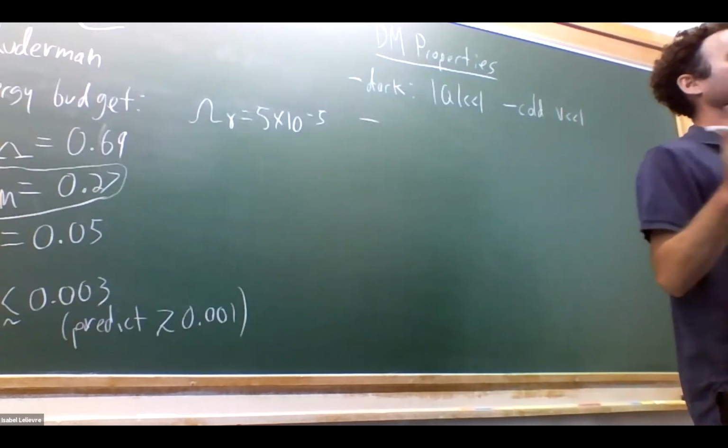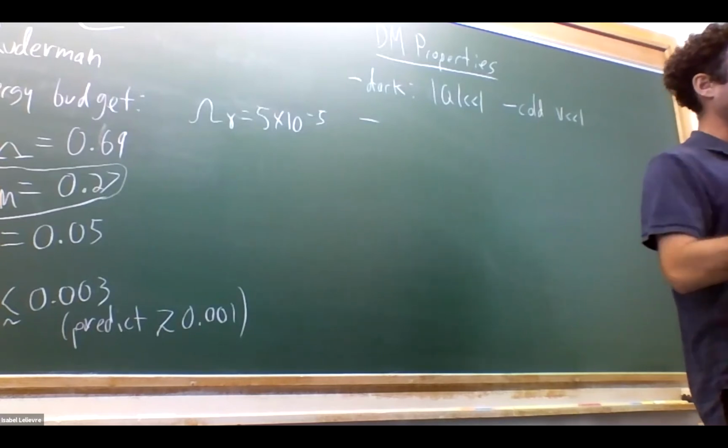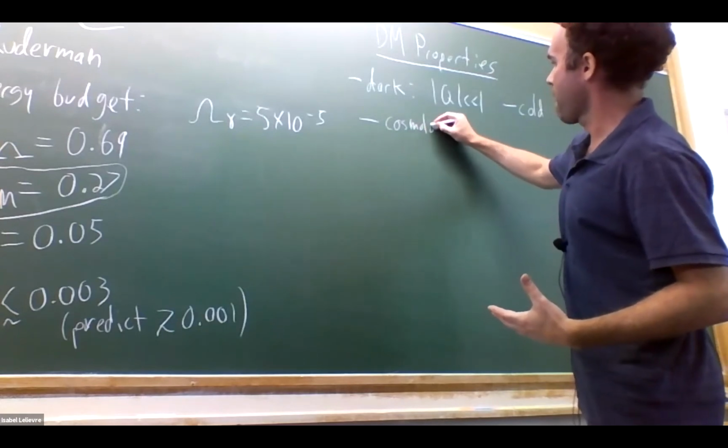It's around now, so that means it lives a long time. It's stable. It doesn't have to actually be stable. It can decay, but it can't decay too quickly. So it's stable on cosmological timescales.